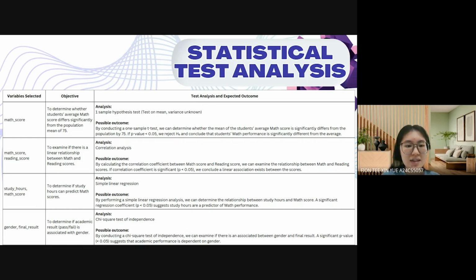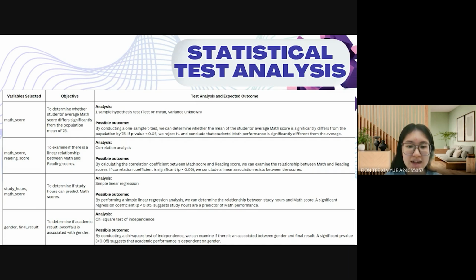Then the third one is the simple linear regression test. We have selected study hours and math score as the variables. The objective for this test is to determine if study hours can predict math scores. By performing a simple linear regression analysis, we can determine the relationship between study hours and math score. A significant regression coefficient, which is p less than 0.05, suggests study hours are a predictor of math performance.